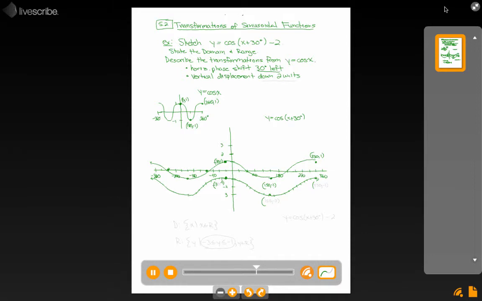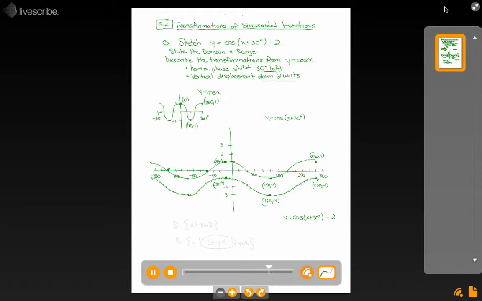But we now want to take this graph and move it down 2 units so that we can say that we've graphed y equals cos of x plus 30 degrees minus 2. So take each of these points and move them down 2 units, which would leave me with a point down here at negative 30, negative 1. This point will move down to 150, negative 3, and this point will move down to 330, negative 1. So let's connect the dots. And I have a final graph drawn here.